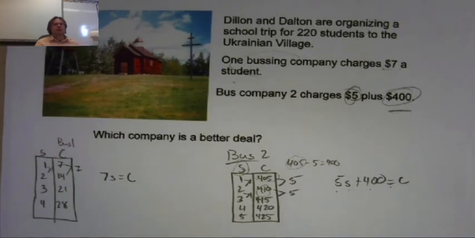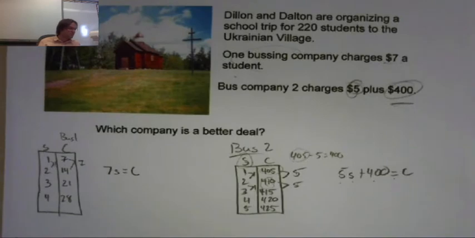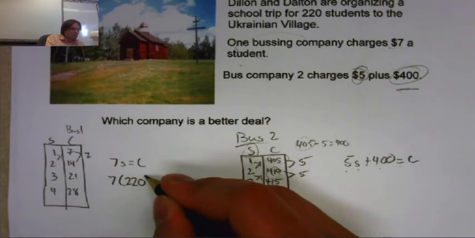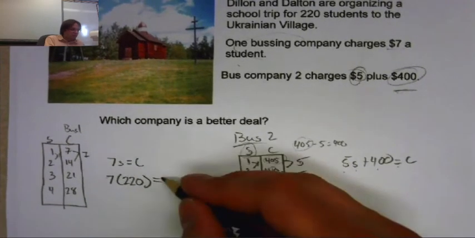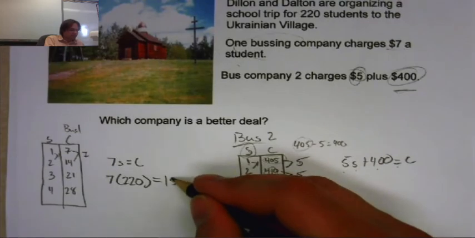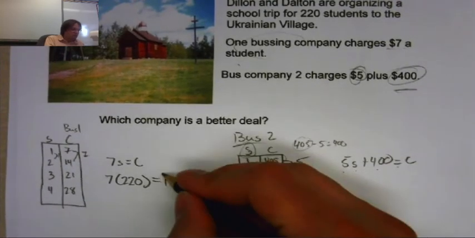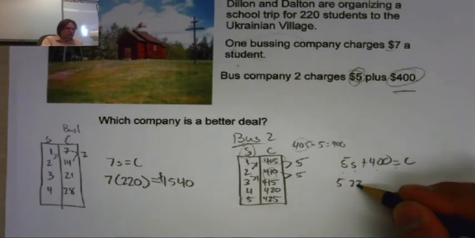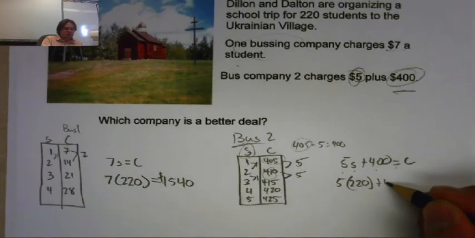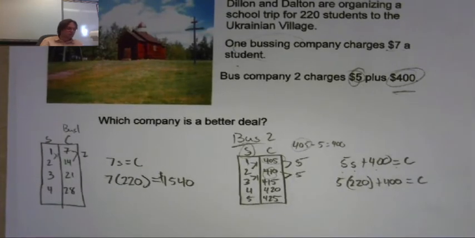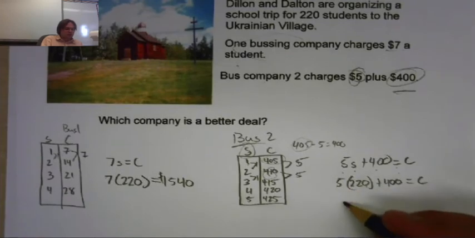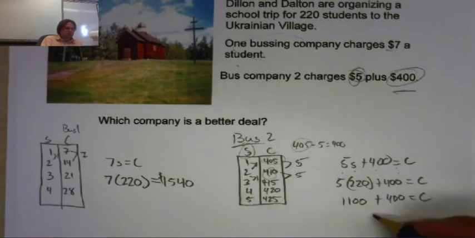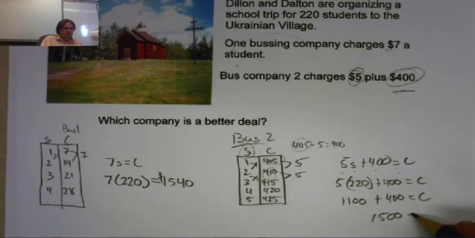Okay? So now let's see what the cost of each bus is. We have a total of 220 students. So I go 7 multiplied by 220, which gives me 1,540. And that will be the cost in dollars. Let's take a look at the next one. The next one is going to be 5 multiplied by 220 plus 400. So what does this equal? This part here is going to give me 1,100 plus 400, which gives me 1,500, is equal to my cost.